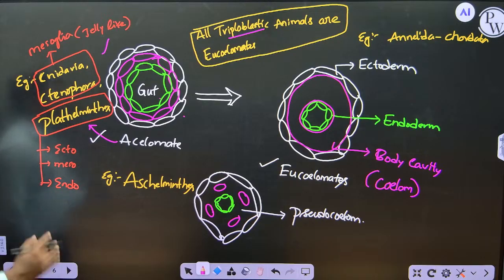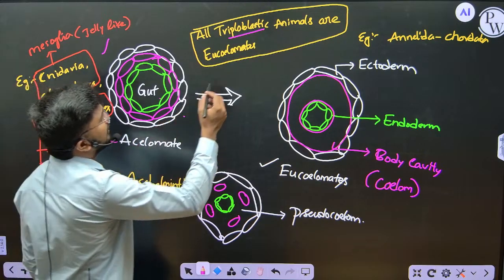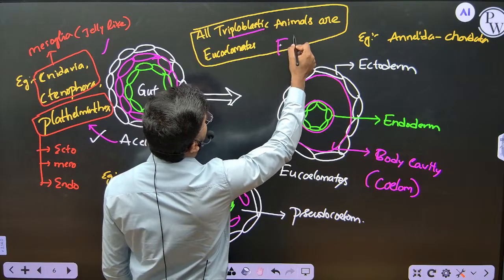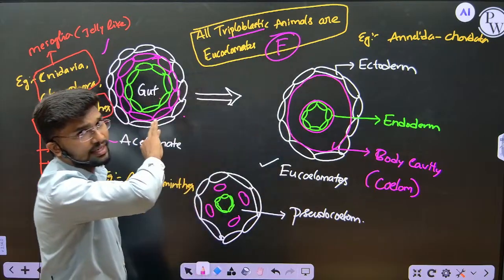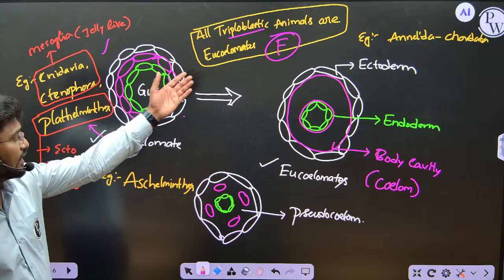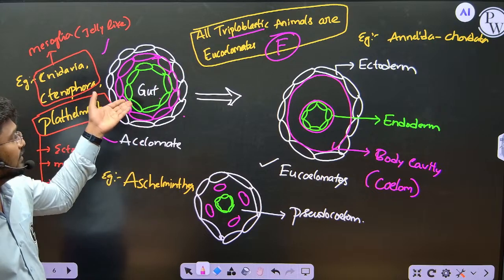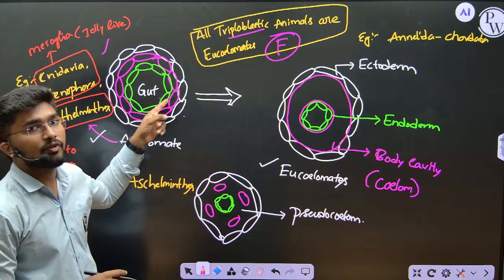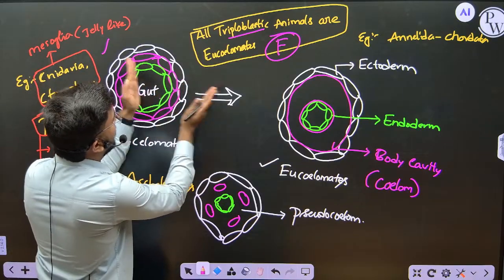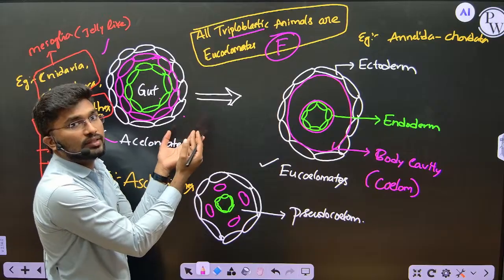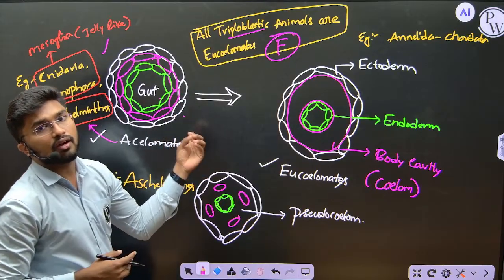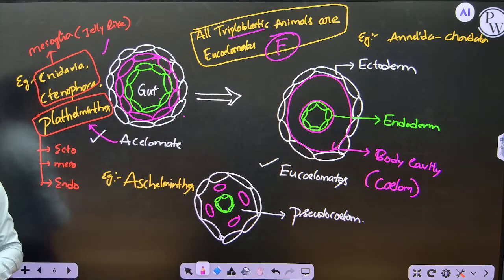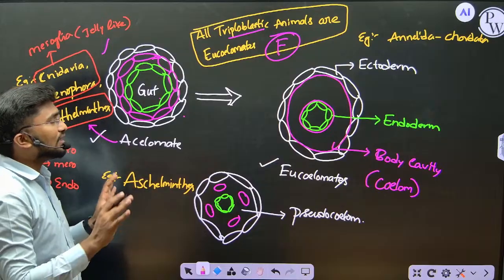So that's why the statement is false. It is not a correct statement. Why? Platyhelminthes have three germ layers, so they are supposed to form coelom. Why is it not forming coelom? The mesoderm is not splitting. Why is the mesoderm not splitting? Because it is a solid mesoderm. Got it? So that is about coelom.